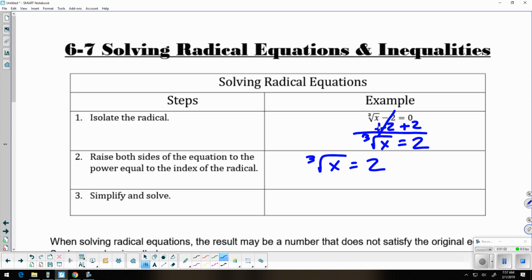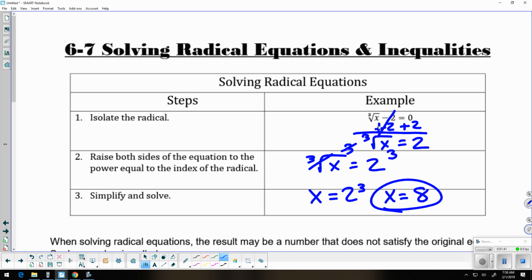Now step 2. Once you have the radical isolated, you basically want to get rid of the radical. So it says raise both sides of the equation to the power equal to the index of the radical. Because I have a cubic root, to get rid of a cubic root, I have to cube it. So I'm just going to cube both sides. If I cube a cubic root, these are just inverse operations. They cancel each other out. So what I currently have is that x is by itself now, no more radical, and that's equal to 2 cubed, which is going to be 8 as our final solution.